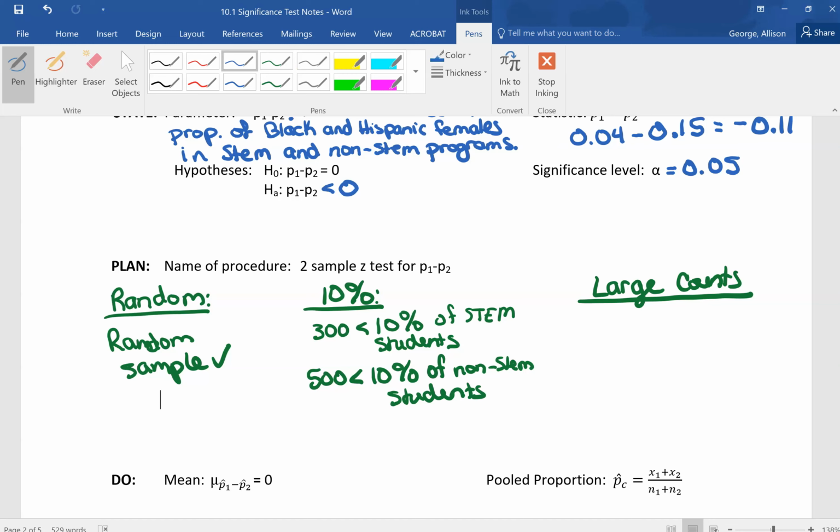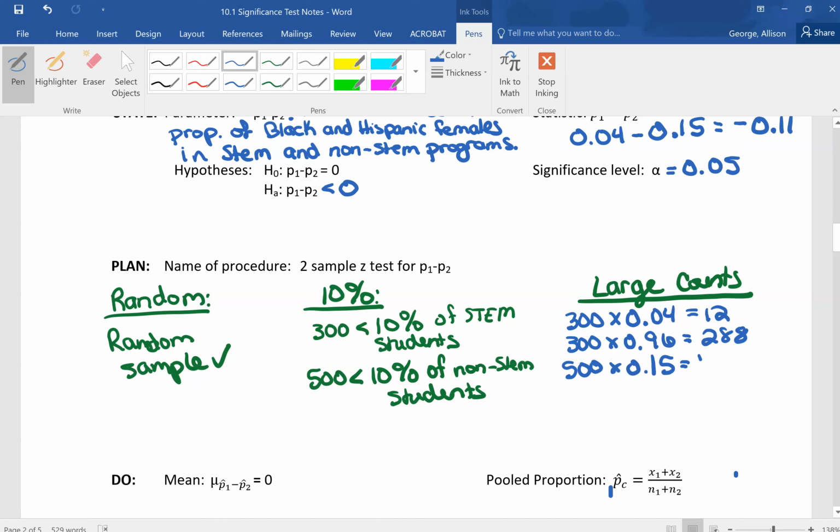Alright, so for this one, the first one, it was 300 times 0.04, and that gives me 12, so that's good. The next one is 300 times 0.96, and that's 288, so that works. Then we've got 500 times 0.15, and that gives us 75, so we're good there. And then the last one is 500 times 0.85, which is going to give us 425, and so that's good.